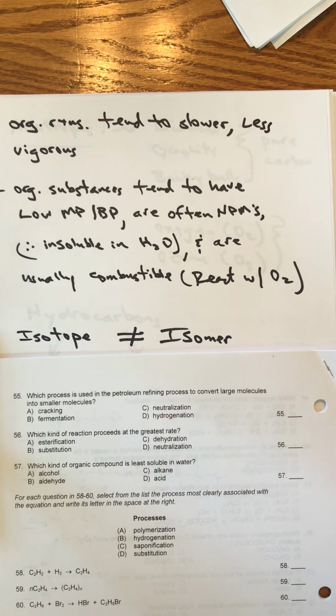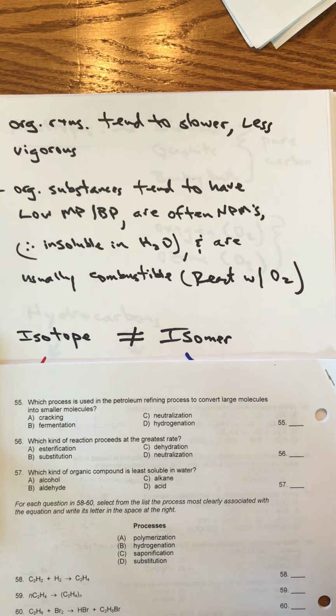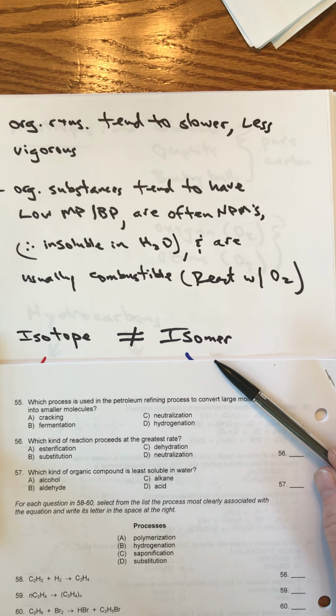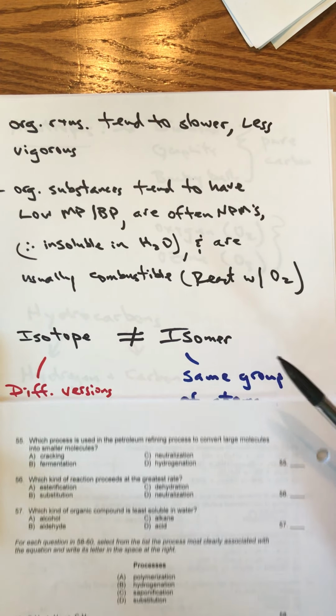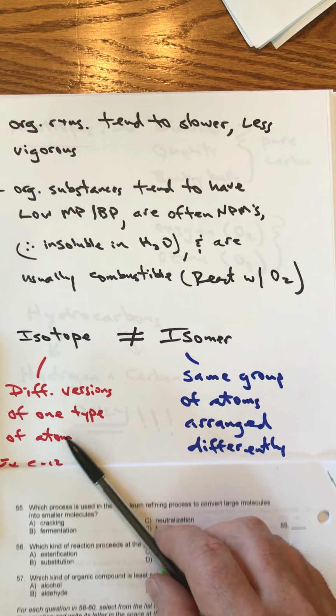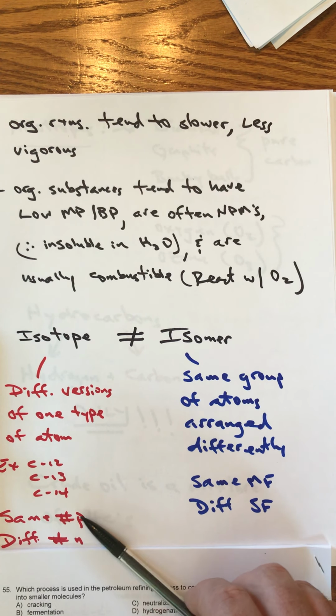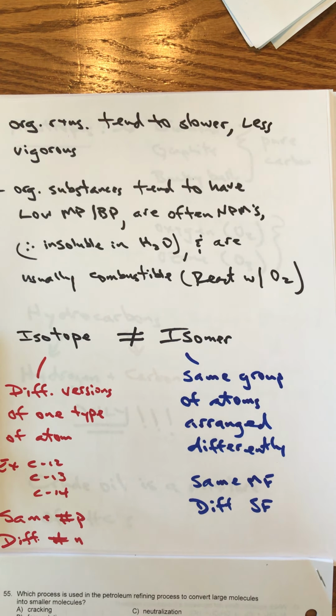The word isotope is not the same as the word isomer. Isotope refers to things at the atomic level. They're different versions of the same atom. Carbon 12, carbon 13, carbon 14. Different versions of carbon, same number of protons, different number of neutrons. Whereas isomers are at the molecular level. They're the same group of atoms. You just put them together in a different arrangement. So isotopes, carbon 12, 13, 14, same number of protons, different number of neutrons. So it's a different mass number, same atomic number.